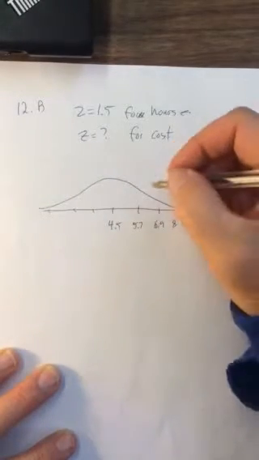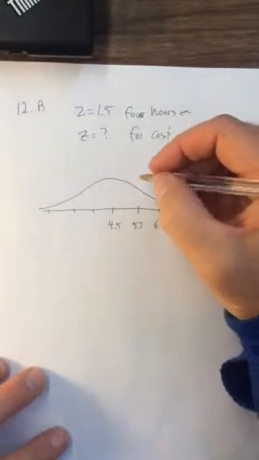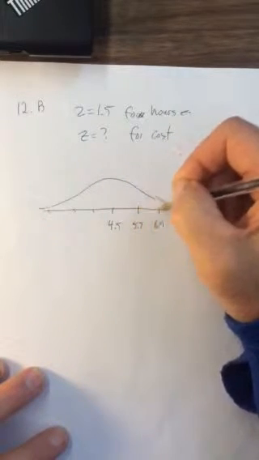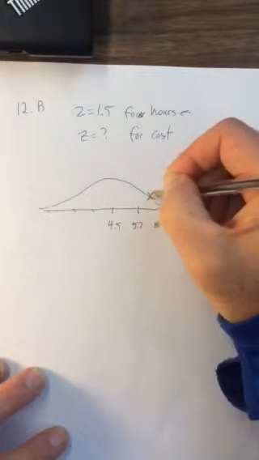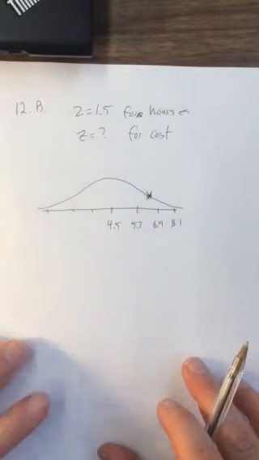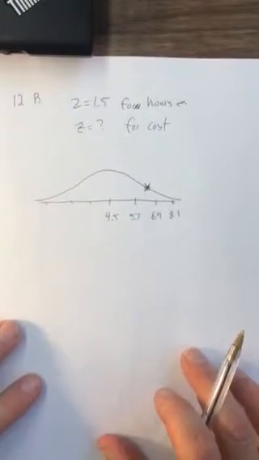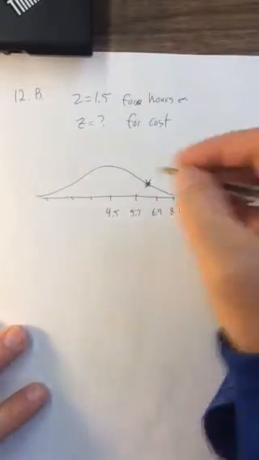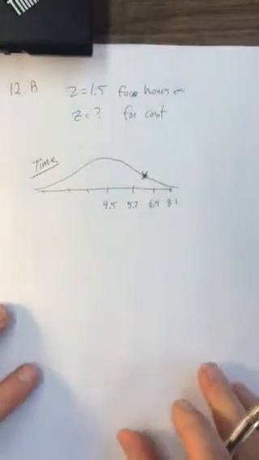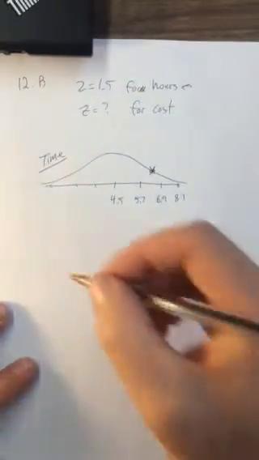So here's our normal curve for the hours, and we got a z-score of 1.5, which means we're 1.5 standard deviations out. So we're right about there. That's the position we are on the normal time curve. So this is the time of a visit. You have to read the whole problem.